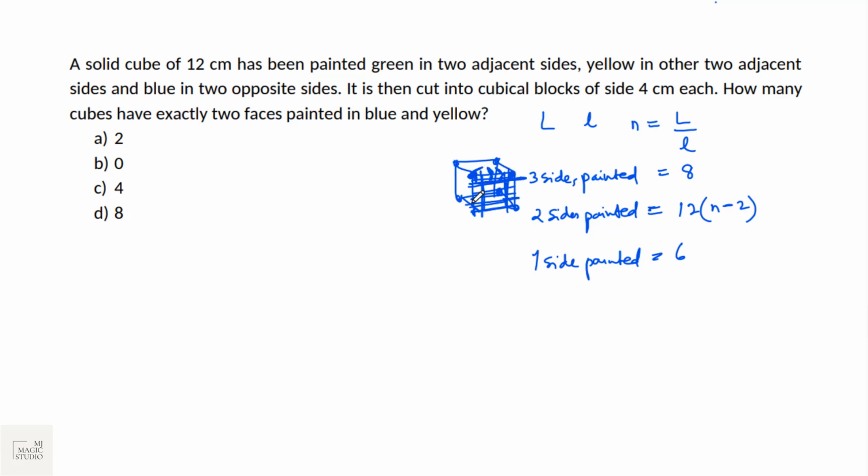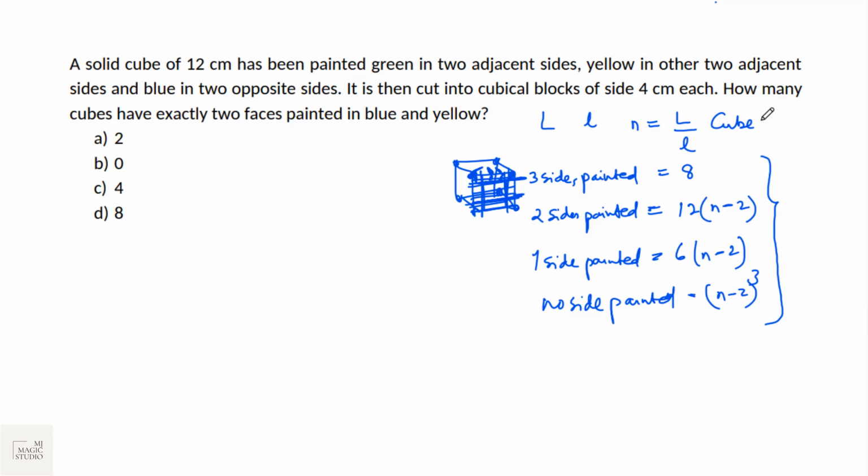These are all gone 2 by 2. So the number of one-side painted cubes would be 6 into (n minus 2) squared, and no-side painted are (n minus 2) whole cube. So if you add all these, you will get the total number of small cubes formed, that is n cube.